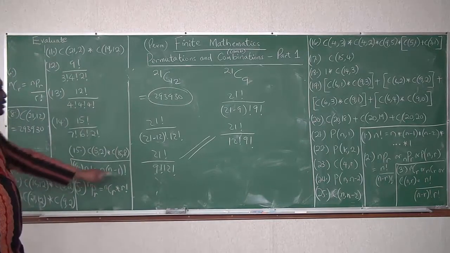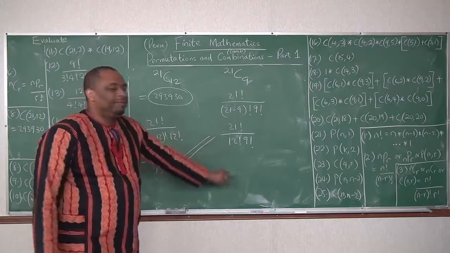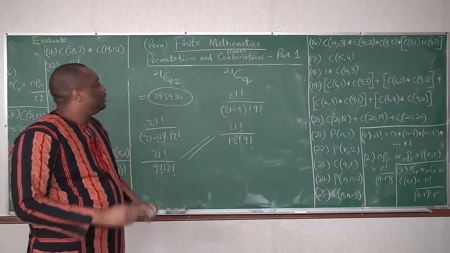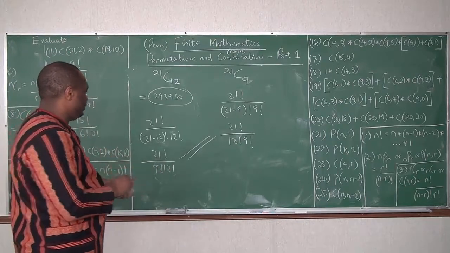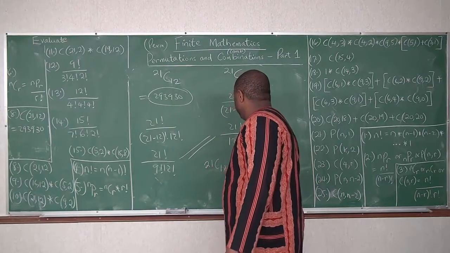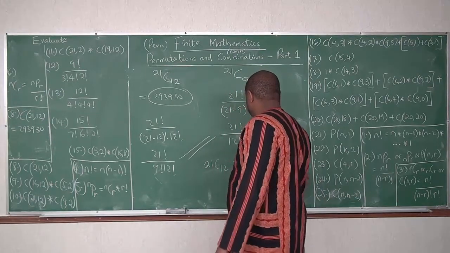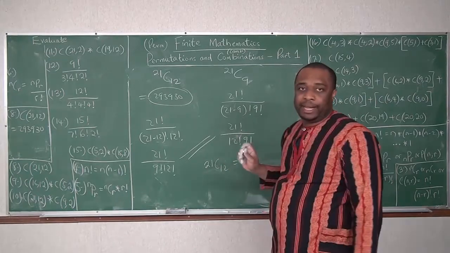21 factorial over 9 factorial, 12 factorial. And this is 21 factorial over 12 factorial, 9 factorial. So what is the formula that I'm trying to give you now? 21C12 is still the same as 21C9. 21 choose 12 is the same as 21 choose 9.